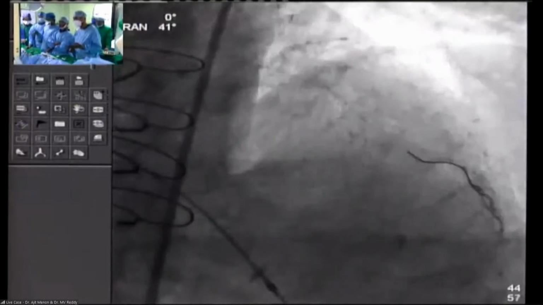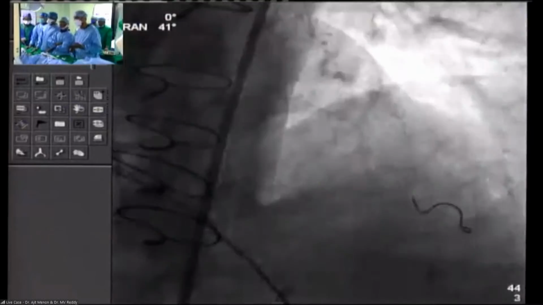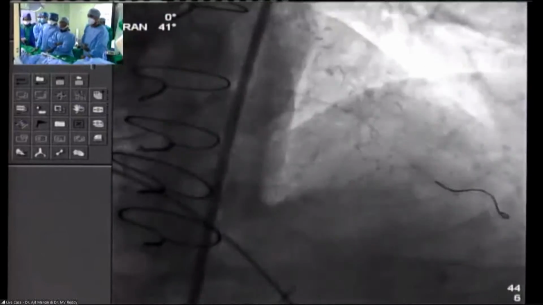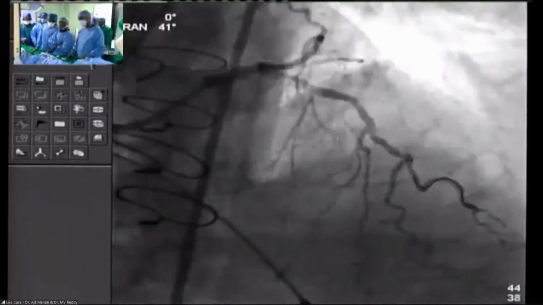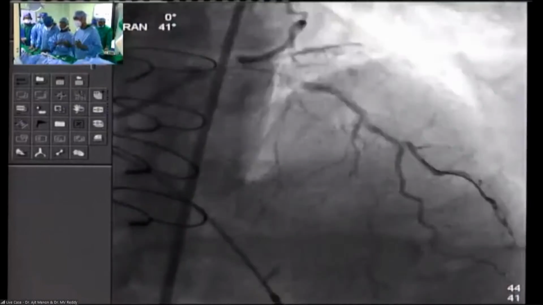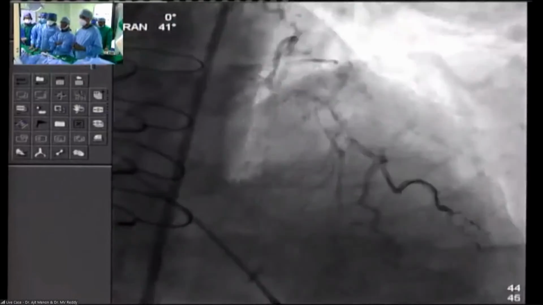I don't know what other people think. It most likely looks like an air embolism or probably some slow flow from the venous graft. We don't know. So we thought we'll treat the ostial LAD lesion, just the ostial LAD lesion. Would that be okay?